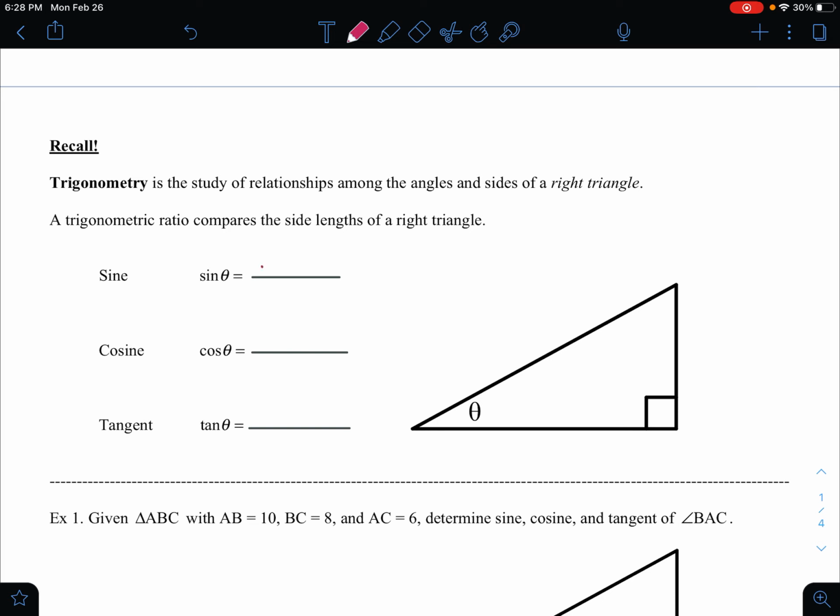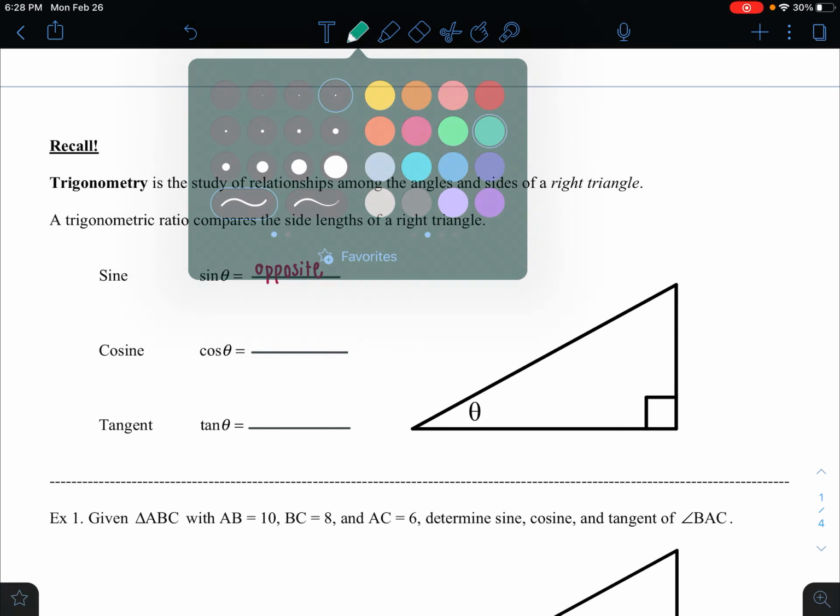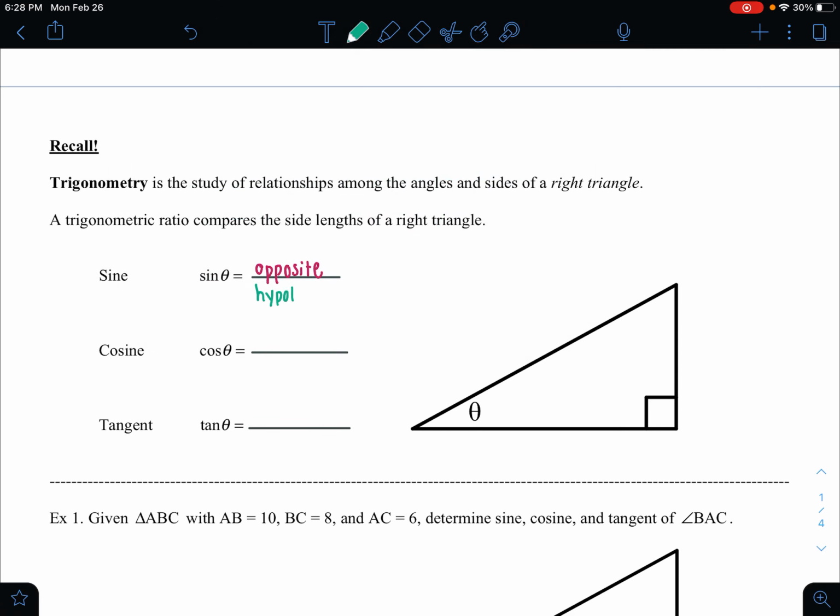All right, sine is opposite over hypotenuse. Cosine is adjacent over hypotenuse. And tangent is opposite over adjacent. And it all depends on what angle you're referencing from.